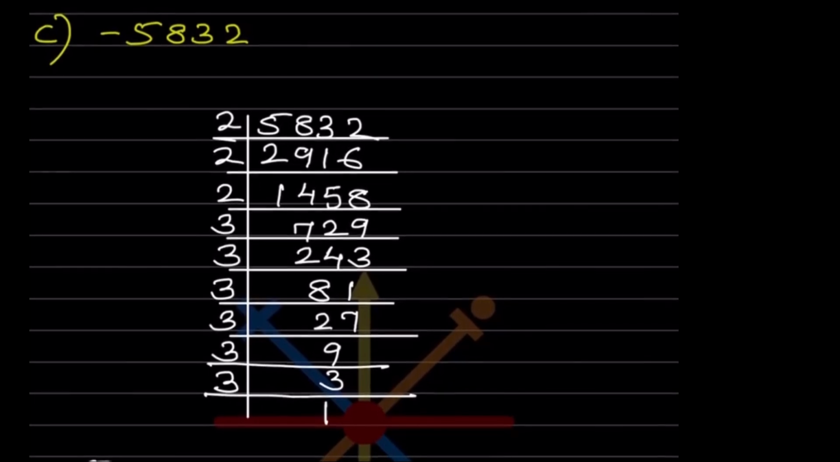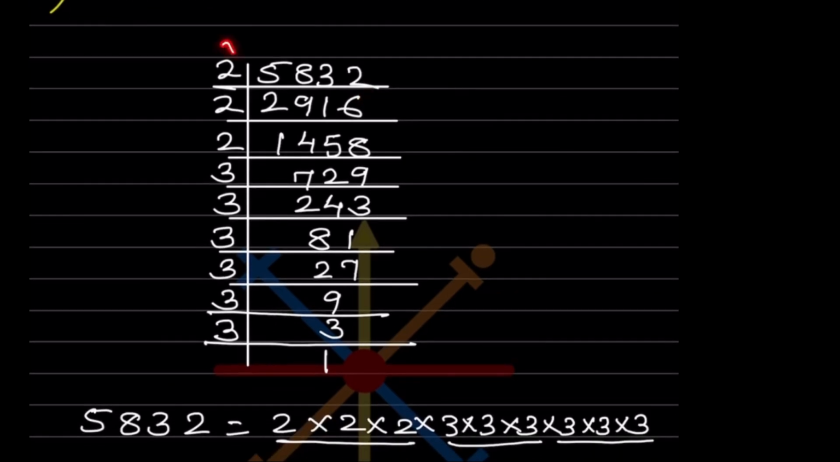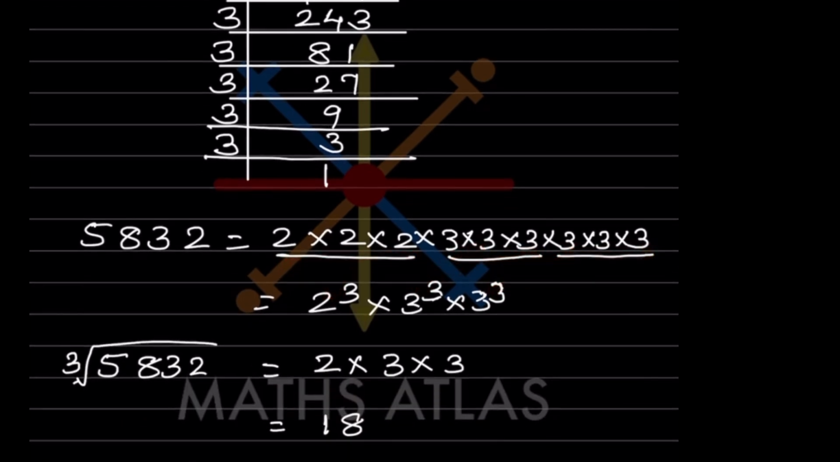So now here this is actually negative. Right now we are not going to look at the negative sign, just the number. So we'll find out the factors. So these are the factors. Now again we are going to group them, 3 numbers in one group. So this is 2 cube, 3 cube, and this again 3 cube. So now cube root of 5832, that is going to be just, you will take the base of it.